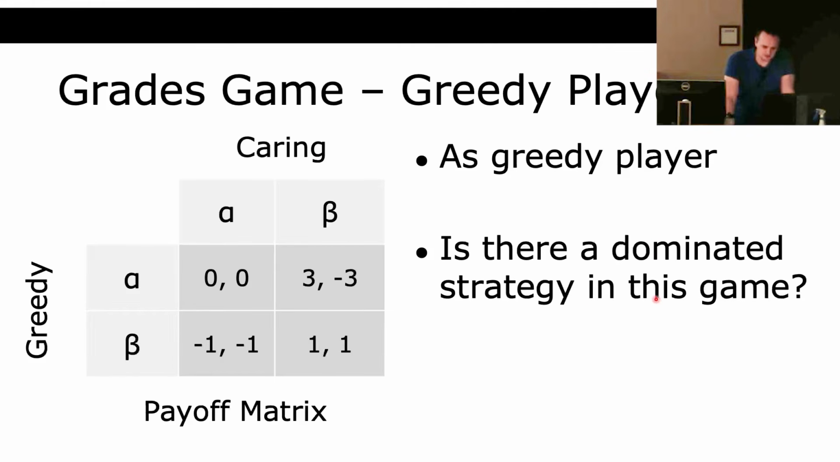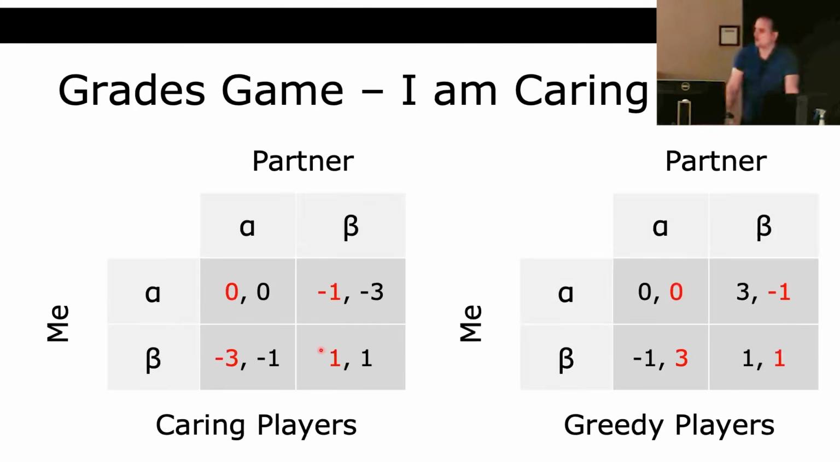Is there a dominated strategy in this game? Okay, let's look. Can anyone tell me so I don't have to? Oh, nobody did it yet. Okay, if they choose alpha, my alpha is 0, my beta is -1. So alpha's better. If they choose beta, my alpha's 3, my beta is -1. So alpha dominates beta, strictly dominates beta. It's always better.